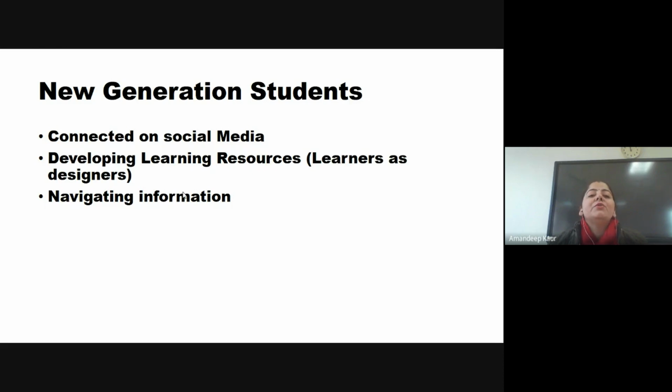If I'm able to create a WhatsApp group or a Telegram group for my class students, on that group I can pass on information to my students, and they are able to read that information in their own personal time and use it to complete the activity that is being assigned to them. So this is how we can fulfill the demand of this particular generation of students.